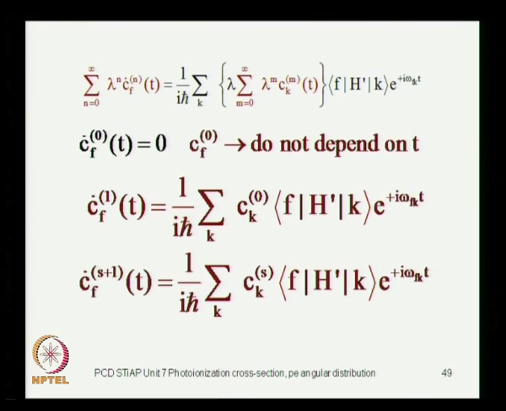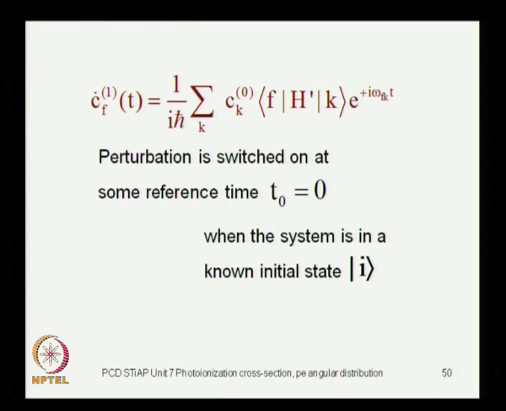But here we work within the domain of first order perturbation theory, and we presume that the perturbation is switched on at a certain instant of time which we take as 0. So, T0 is equal to 0 at this particular instant of time, and at this instant of time we presume that the system is in a particular known initial eigenstate. What it means is that out of all of these infinite coefficients Ck0, there is only one coefficient which is equal to 1 and all the other coefficients are 0, okay, because that is the initial state which we presume is a known state.